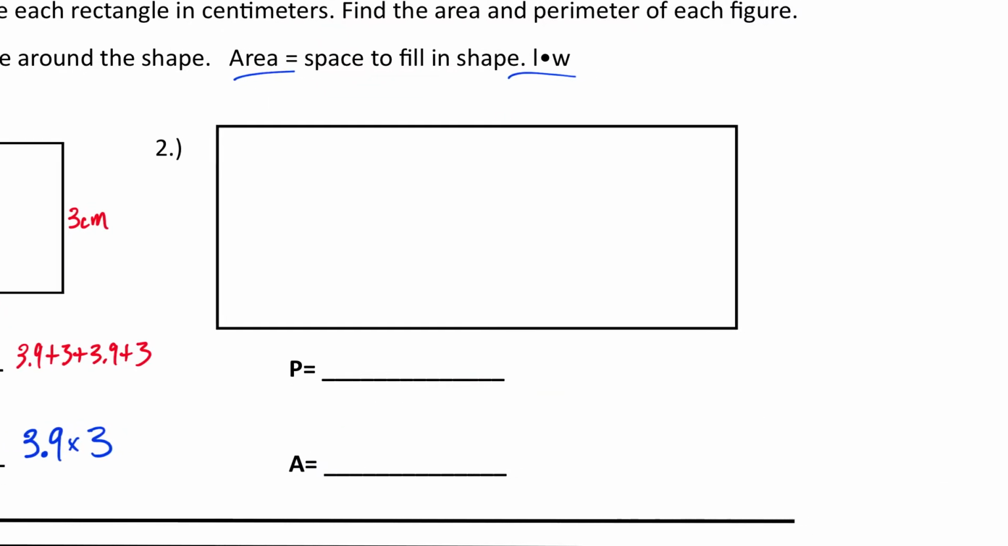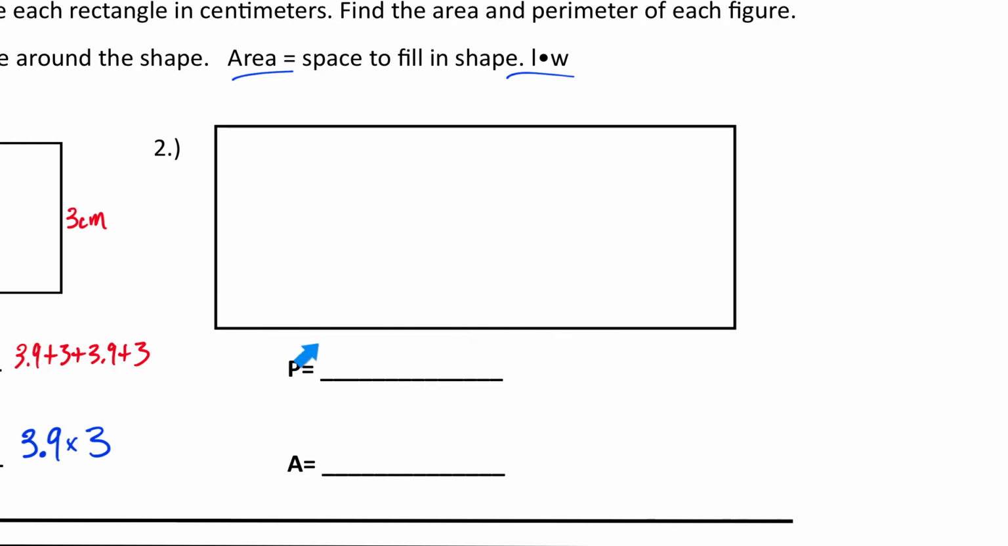Okay, on the second one, what is the length of this rectangle? 9.7. Everybody agree with that? Okay. And then what is the width right here? 4. Right at 4? Alrighty.